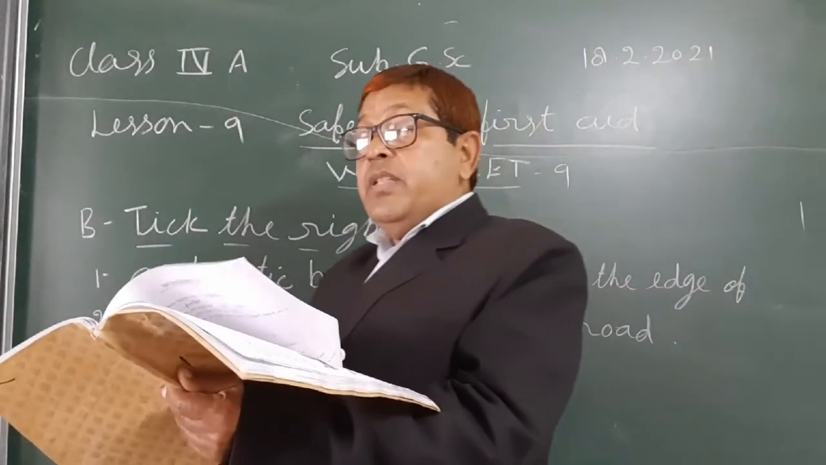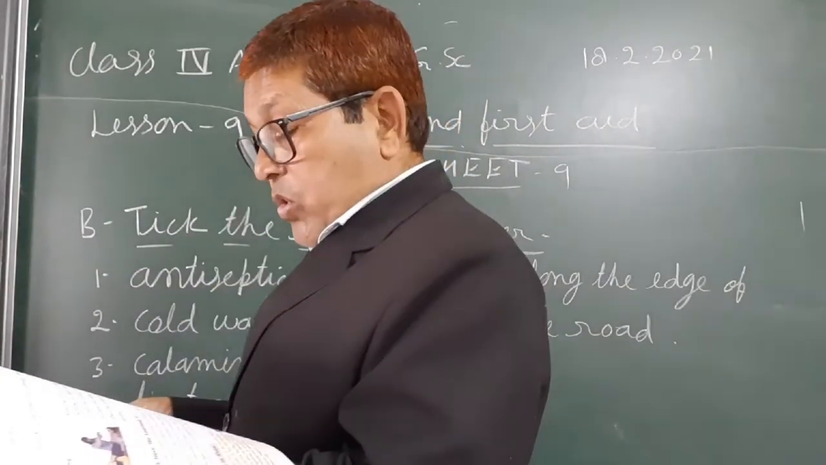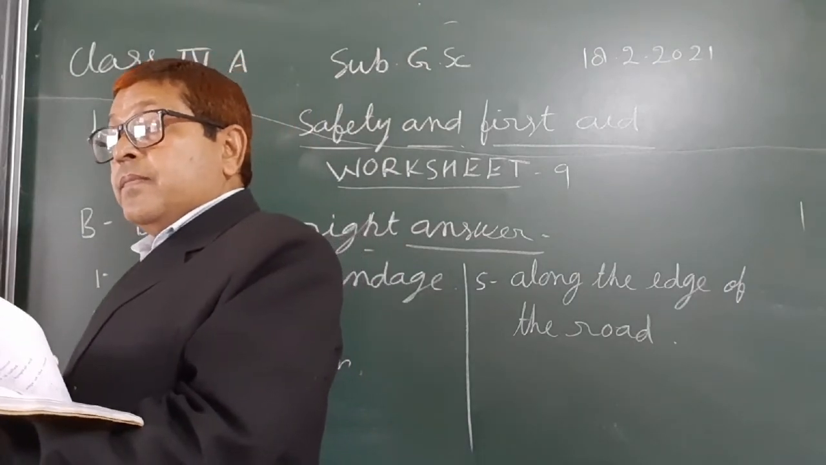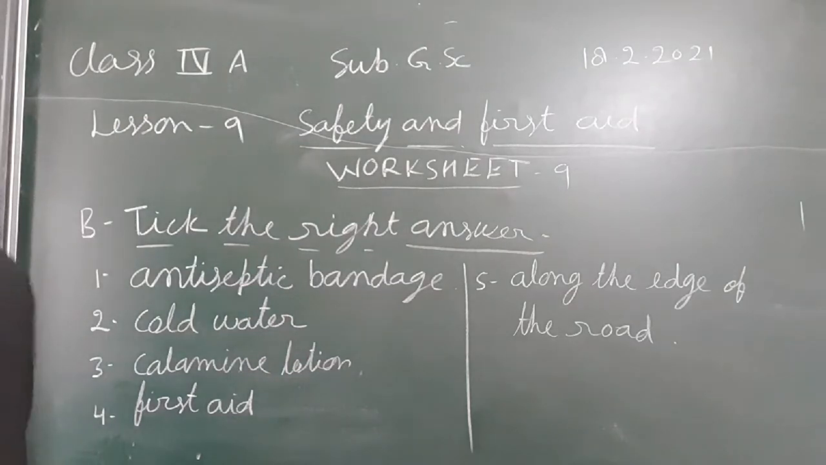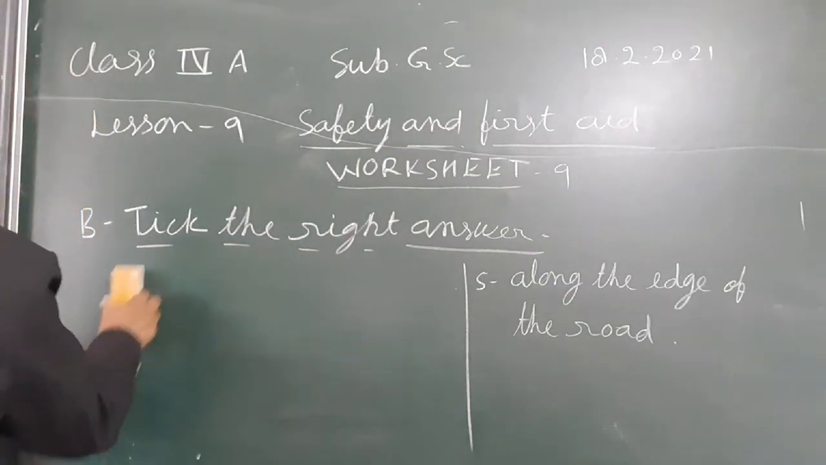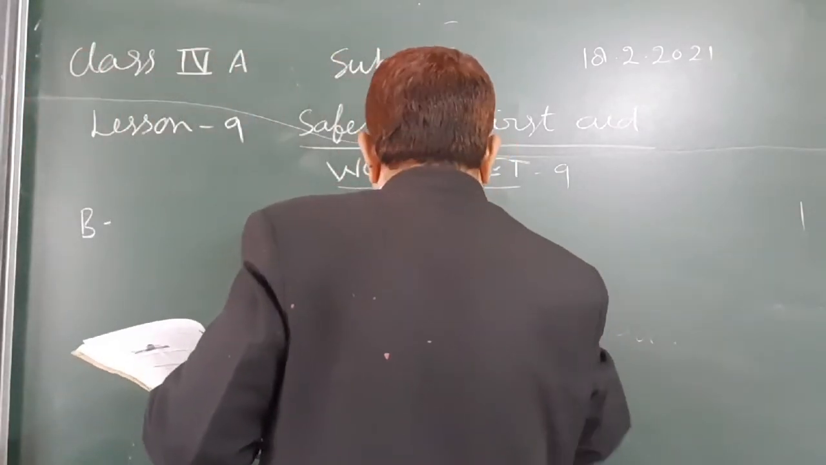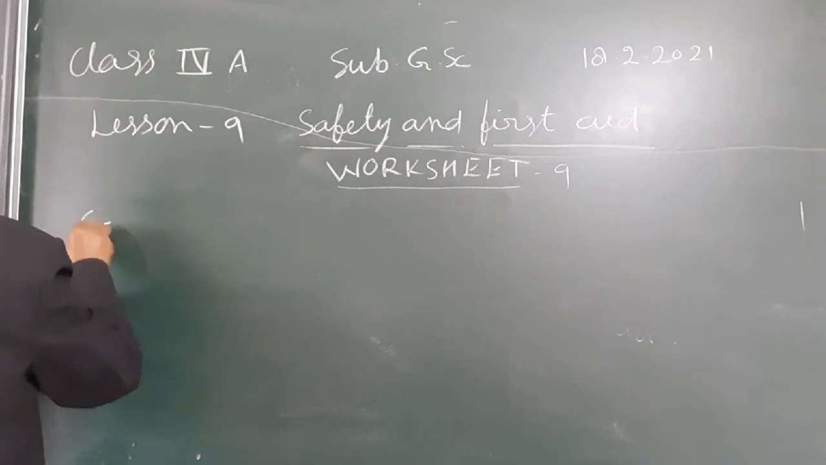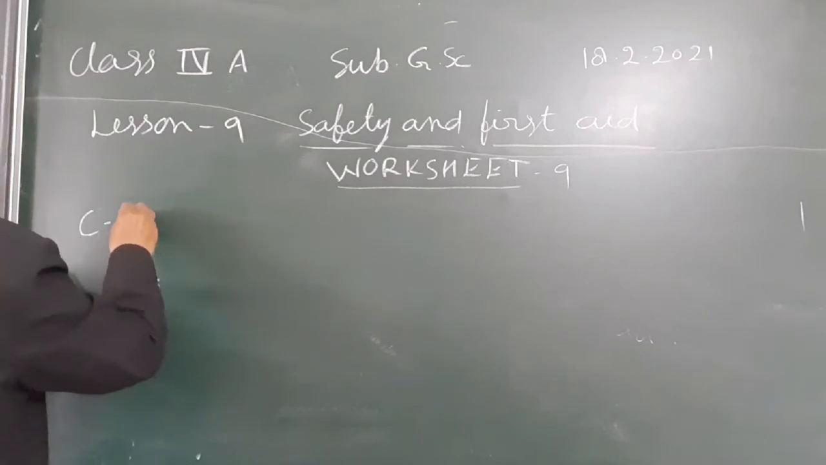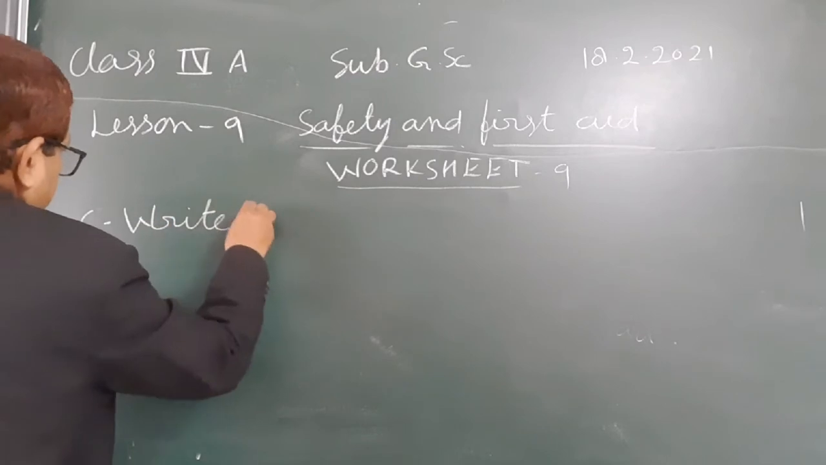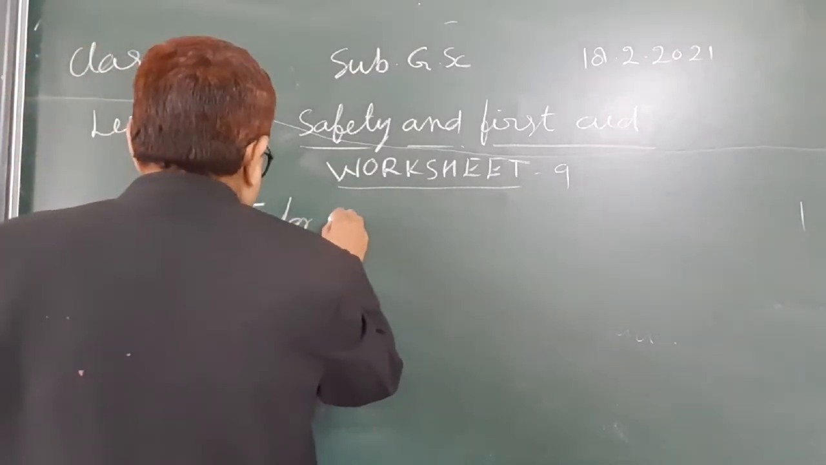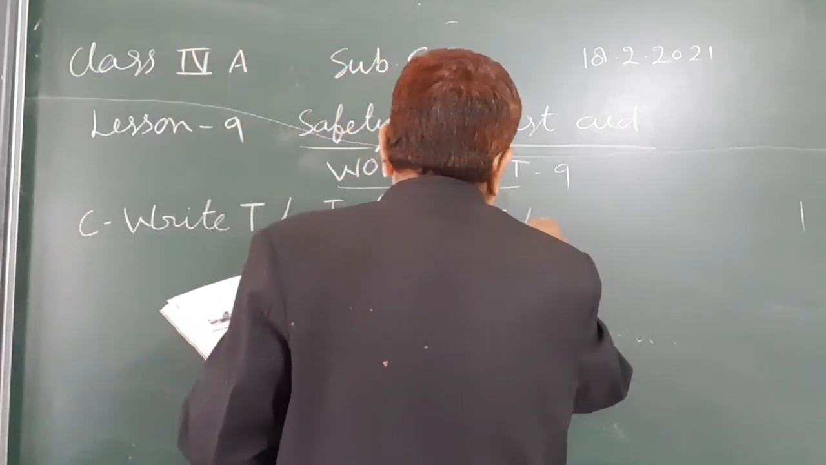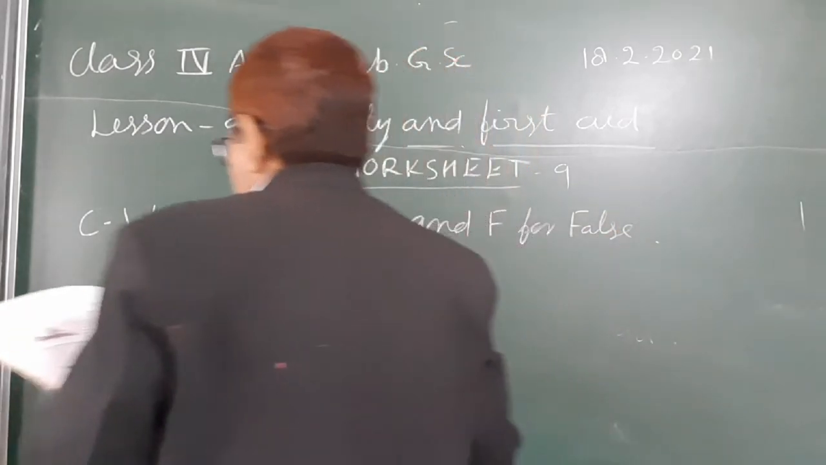Now we have to see true and false. Now this is C. Write true or false. Write T for true and F for false.